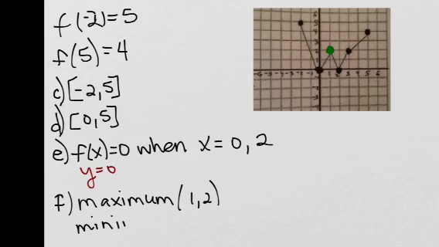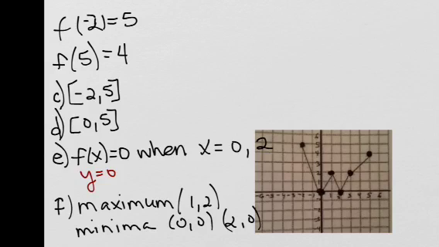And it looks like we have minimum points here and here in blue where our graph is turning around. And those points are at (0, 0) and (2, 0).